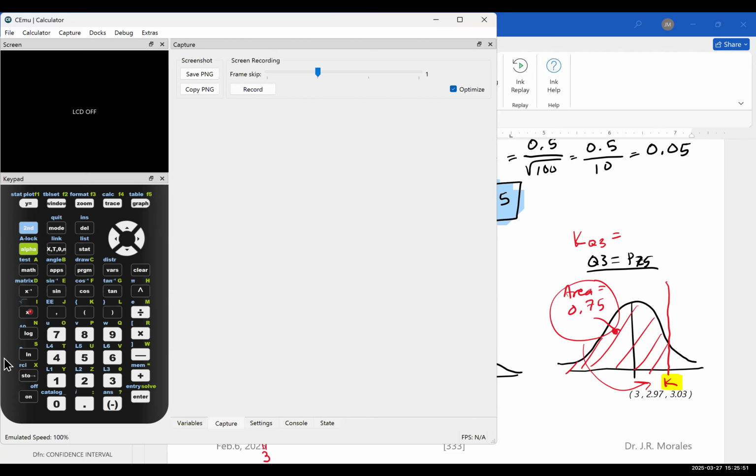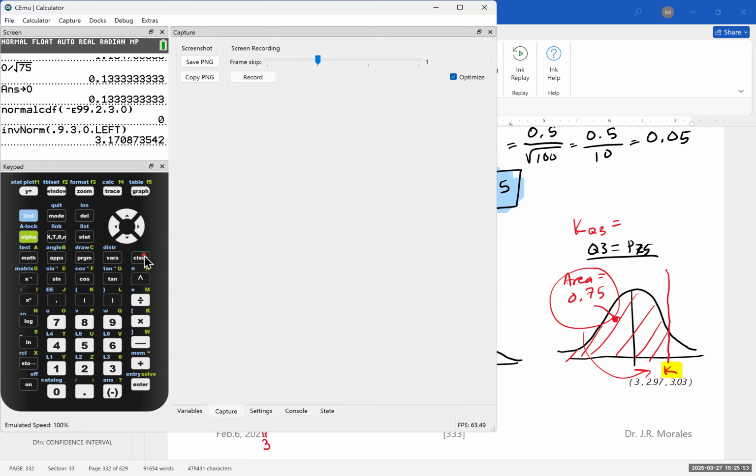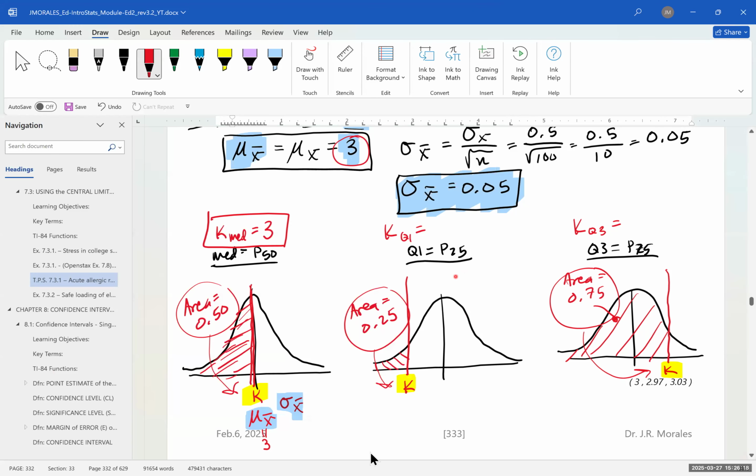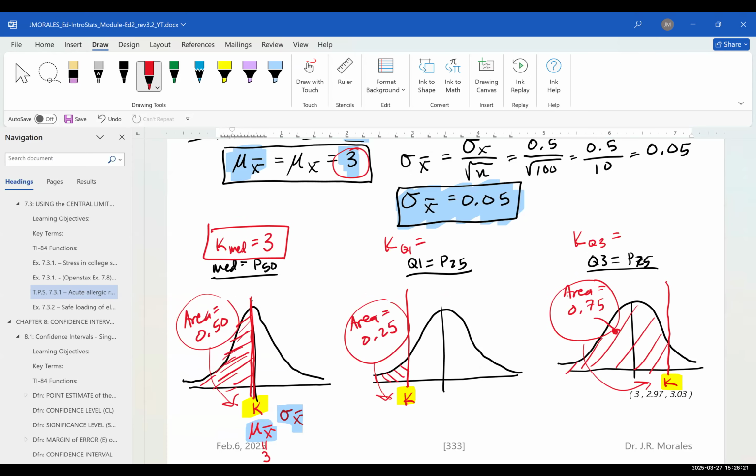So let's go to Texas Instruments, and we need to use inverse norm. There we go. We have an area now of 25% for the first quartile. We have a mean of 3 and a standard deviation of 0.05, if memory serves. Yep. Okay, let's bring that back and let's do the NumWorks calculator.